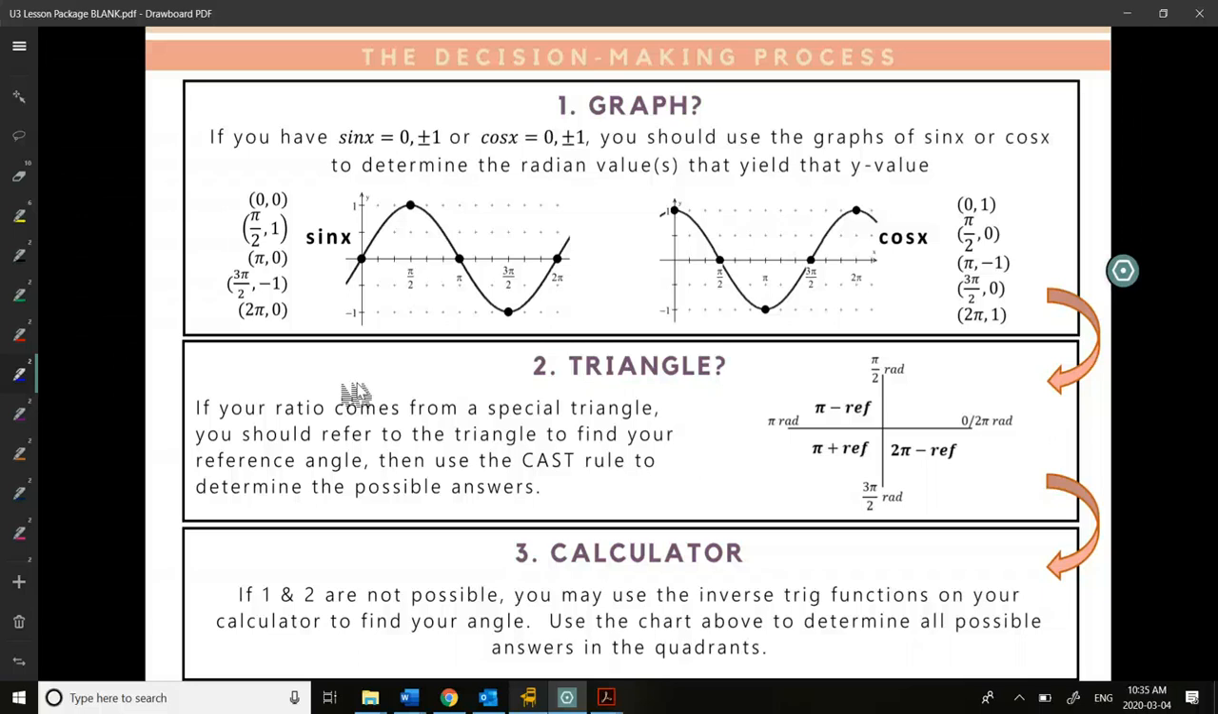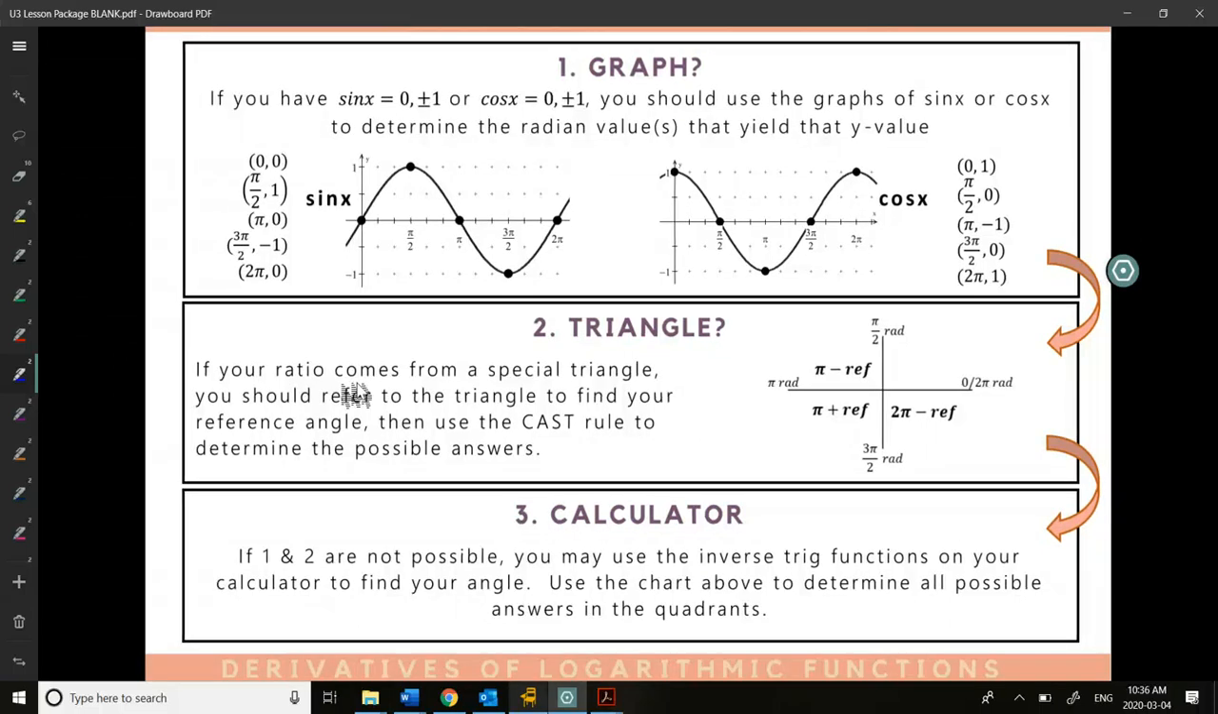So if you have sine or cos equal to 1, 0, or negative 1, we usually use the graphs for this just to figure out where they are, using the key points. If you have something that comes from a triangle, a pi over 6, pi over 3, and pi over 2 triangle, so ratios like 1 over 2, root 3 over 2, we can use that triangle. The second triangle is your pi over 4, pi over 4, pi over 2. So if it's like a 1 over root 2 or a 1 over 1, we can use that. When in doubt, if we've tried all these things, we use our calculator.